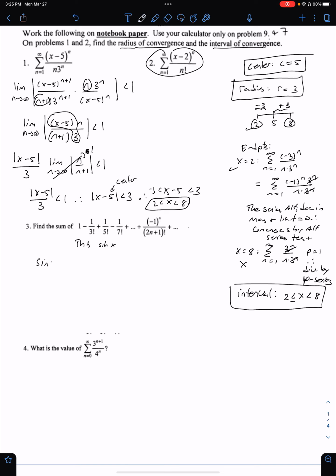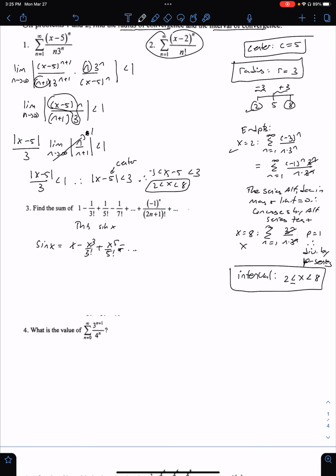Well, what is sine of x? Sine of x is just x minus x cubed over 3 factorial plus x to the 5th over 5 factorial. That should be a minus right there. I think I've seen enough.